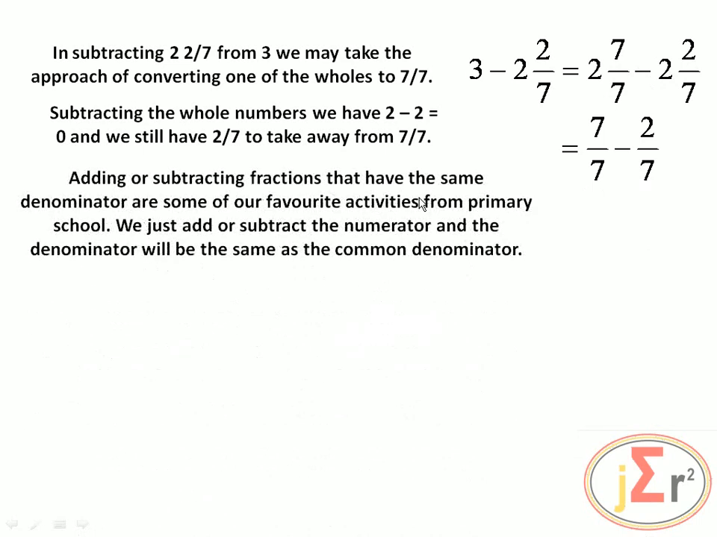So 7/7 minus 2/7 will give 5/7. Adding or subtracting fractions that have the same denominator will turn out to be some of our favorite activities from primary school. We just add or subtract the numerators, and the denominator will be the same as the common denominator. So 7/7 minus 2/7 is 7 minus 2, which is equal to 5. So 5/7, because we are using that same denominator.